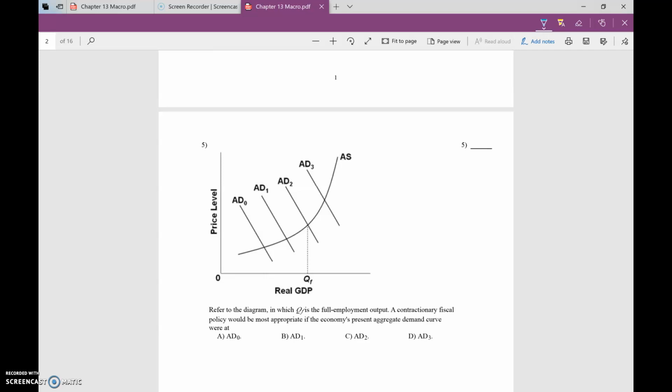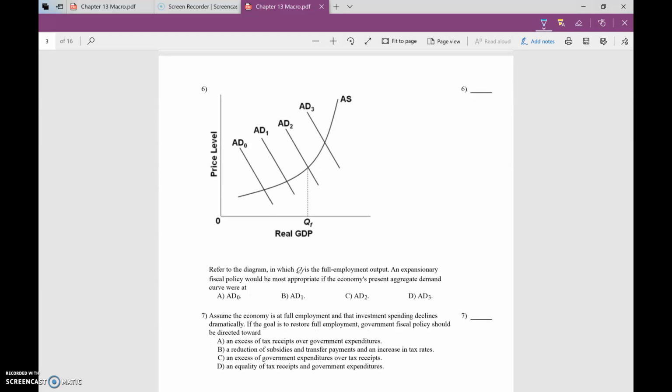Question number 5, we have the potential gross domestic product at QF, and they're asking when will we use a contractionary fiscal policy. So the government is going to use a contractionary fiscal policy whenever the real gross domestic product is greater than QF, and this happens for this one, aggregate demand AD3. Okay.